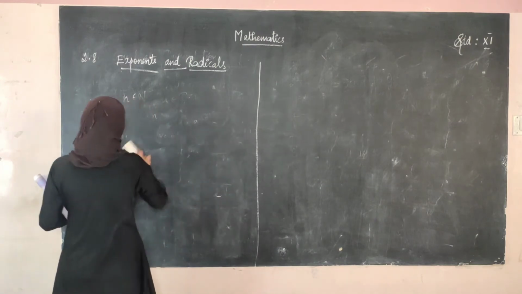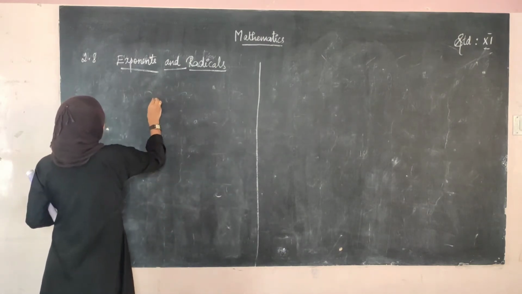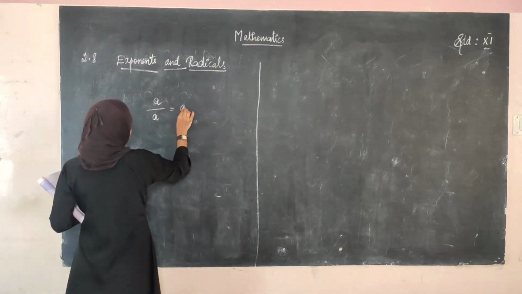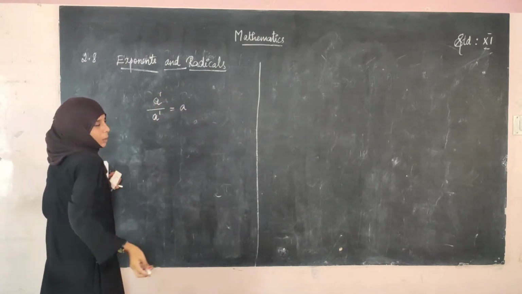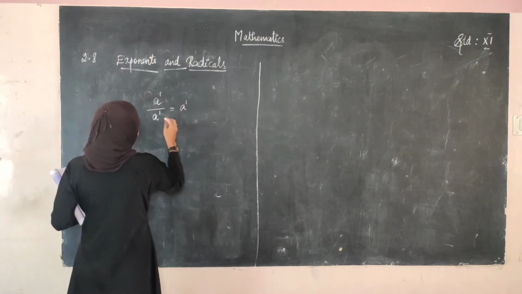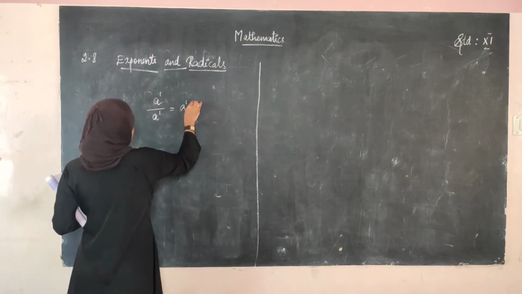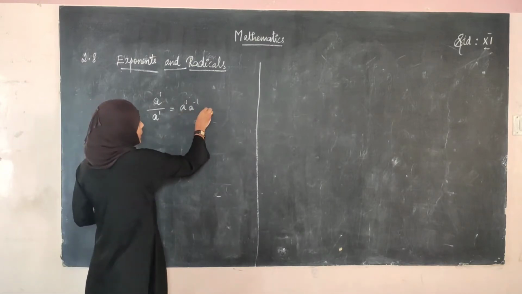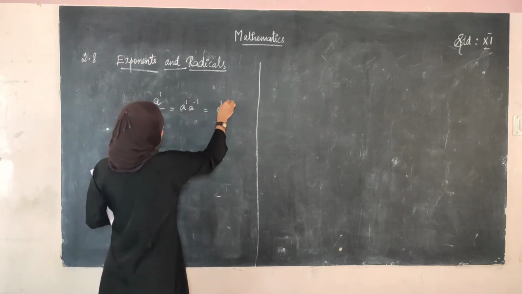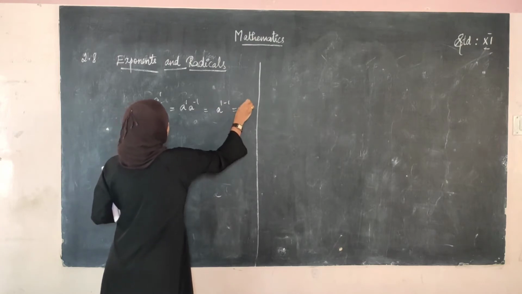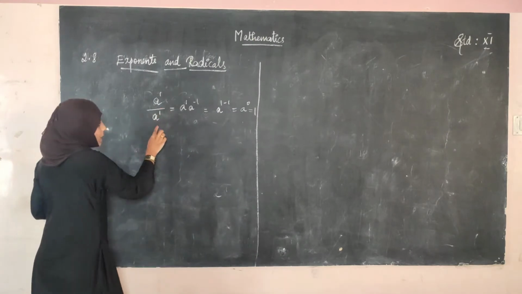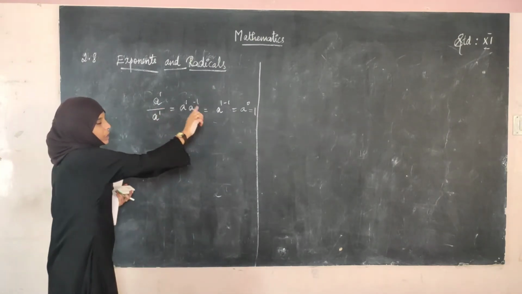Here also see, a divided by a can be written as a power 1 divided by a power 1, and when a power 1 comes to this side it becomes a power minus 1. Since both have the same base, we can combine them: a power 1 minus 1 is equal to a power 0. Anything power 0 is 1, right? a divided by a is 1. So this is how it is implied.